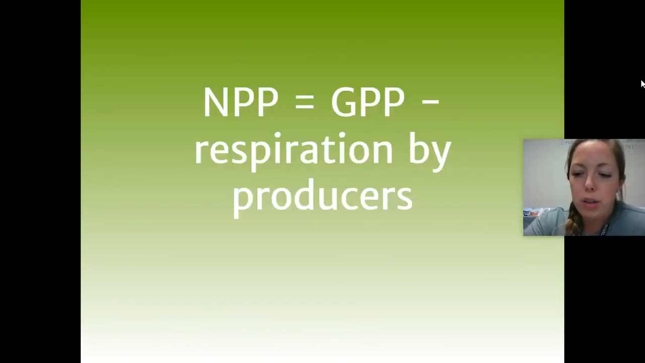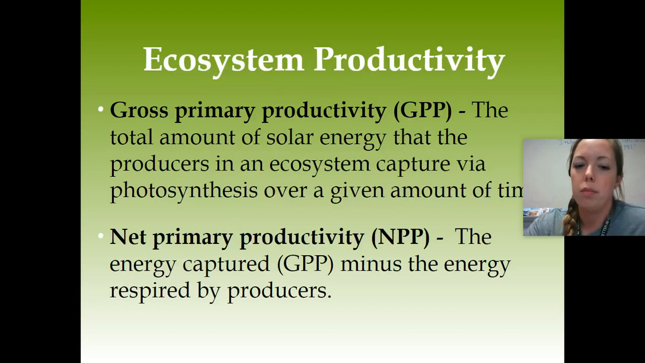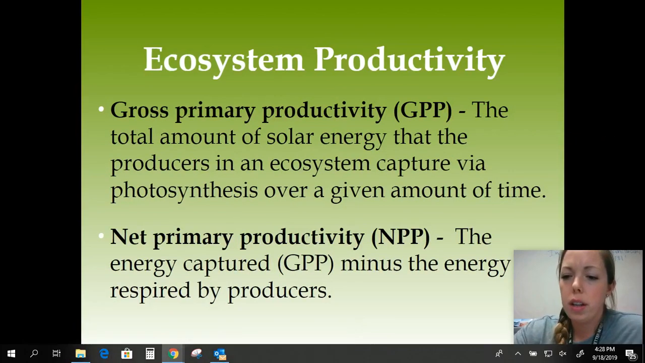So the formula here is really simple. We're going to talk about it in class, so don't worry about it too much here. I'm not going to give you any questions, but your NPP, or your net primary productivity, is simply your gross primary productivity subtract the respiration by producers, okay? So we're going to talk about that in class. So if you're still a little confused about this, let me try to reword it in a different way, okay?